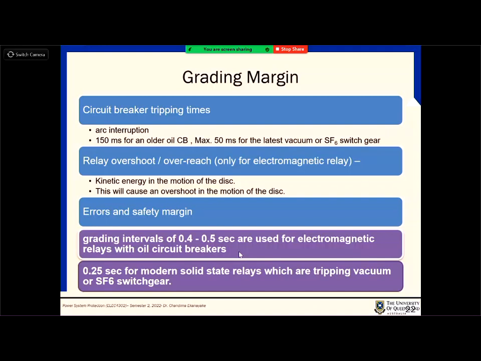It's not just that they are cool, right? You have a lot of other advantages, and this is one of them. Operation is so fast, and you don't need to keep huge grading margins. Okay.